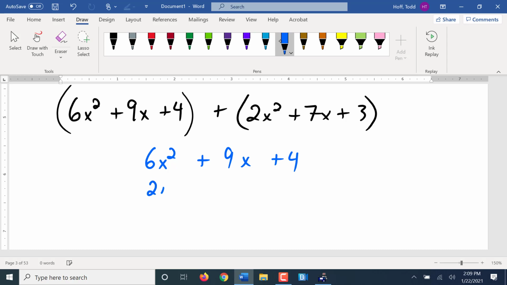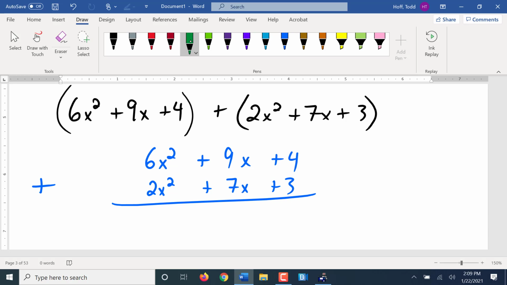The 2x squared will go under the 6x squared. The 7x goes under the 9x. And the 3 ones goes under the 4 ones. And we are still adding here. Now we can go left to right or right to left, but since we're used to starting at the end and working our way backwards, that's what we'll do here.